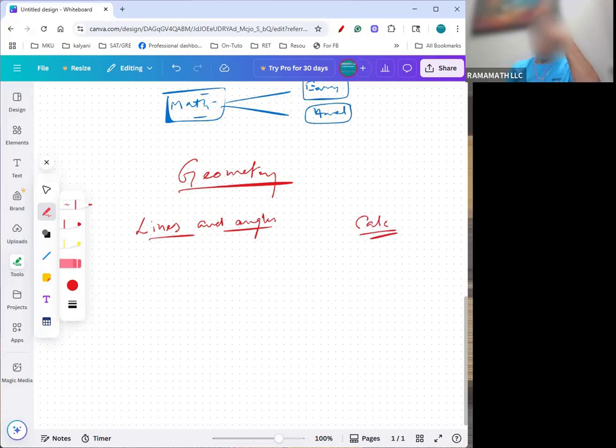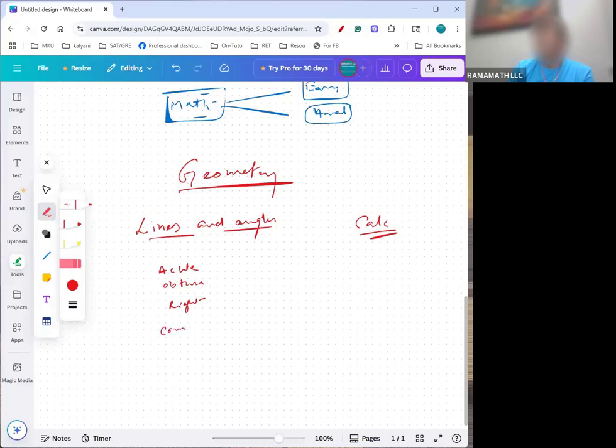Next, lines and angles. We're trying to crunch all of these. So acute angles, obtuse angles, right angles. I'm not going to go deep into these because you already know what they are.